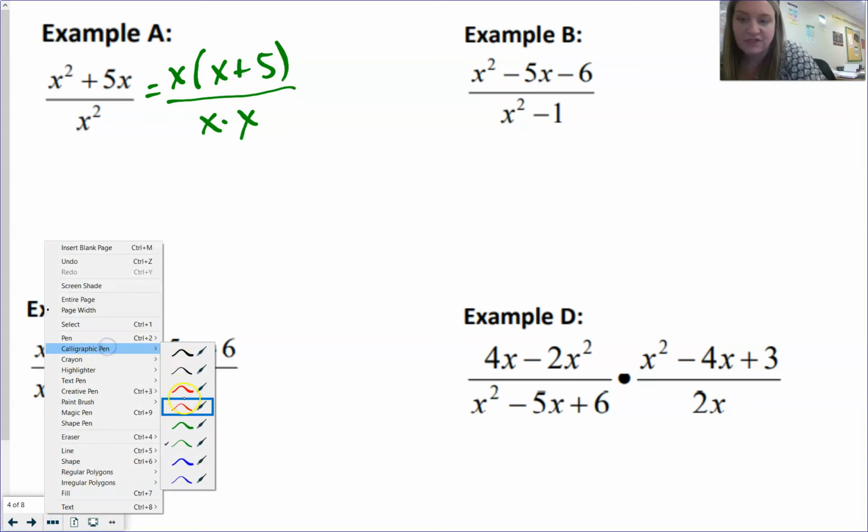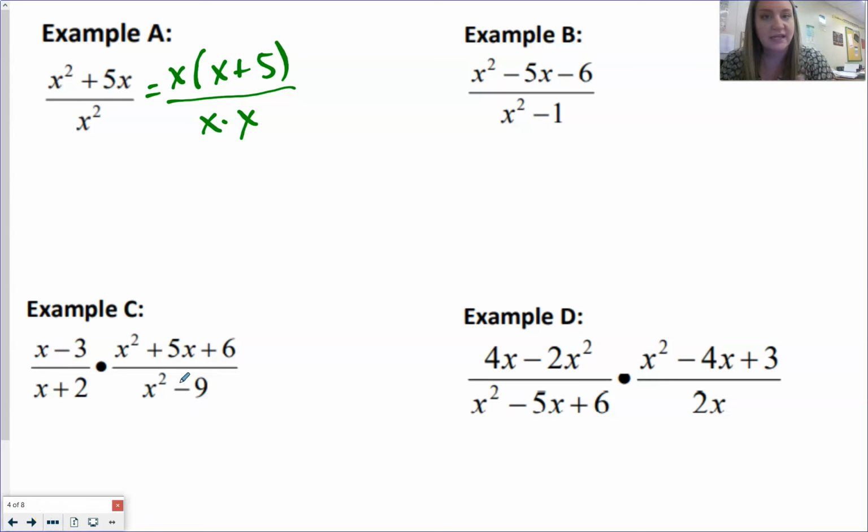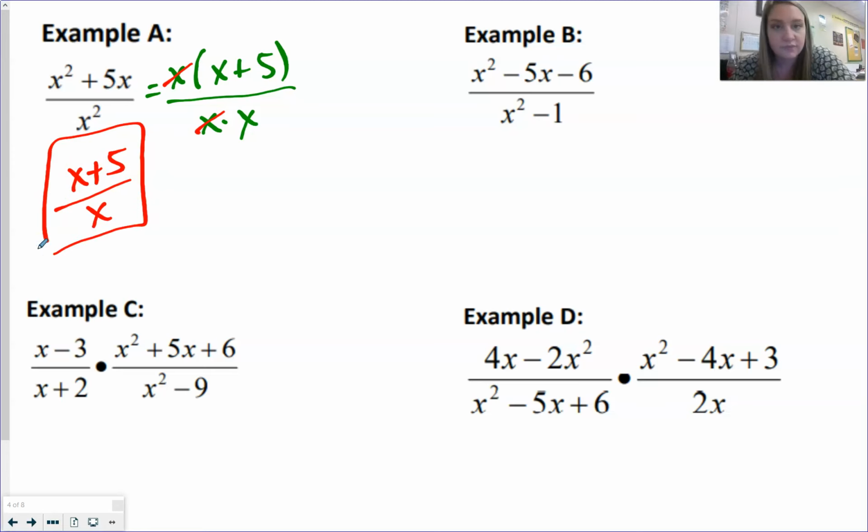So now that I have it in multiple factors, I can start canceling out common pieces. x on top, x on bottom, right? They cancel. So I'm left with x plus 5 over x. Right?